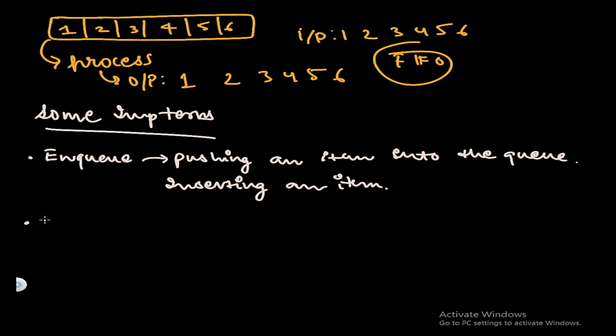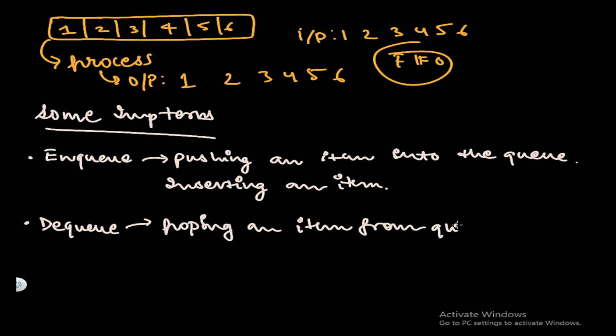Now the second operation is DQ. It is not called DQ, it's called DEC, but we write it like this. DEC means popping an item from the queue. Popping also means deleting.